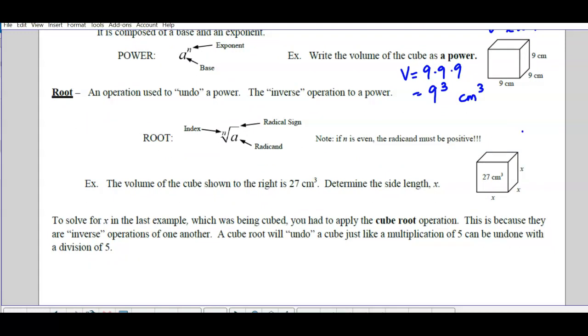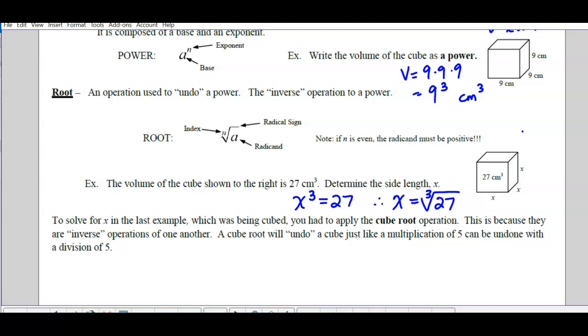So let's take a look here. It says the volume of the cube shown to the right is 27. So now we know the volume. It's a cube. It says determine the side length. So really here, x cubed is 27. That's what we're told. So in order to work backwards, so there's my therefore symbol, that little triangle of dots, x is going to equal the cube root of 27. The opposite of cubing is cube rooting. So opposite of squaring is square rooting. So we take the cube root of 27.